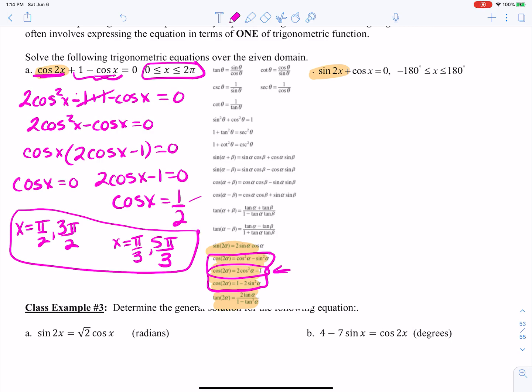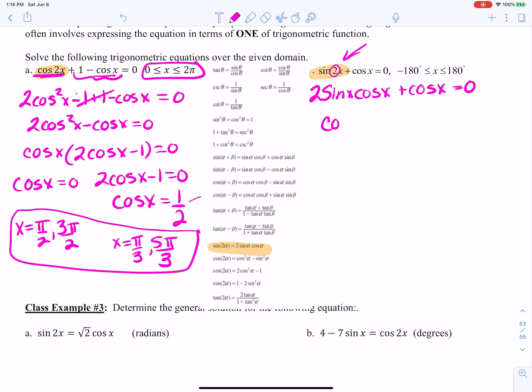All right, we're going to take a look at the next one here. I only have one choice when it comes to replacing sine 2x. So if you take a look, sine 2x is equal to 2 sine x cos x. And again, whenever there's a double angle, you have to use an identity to get rid of it. It's the only way. So 2 sine x cos x plus cos x is equal to 0.